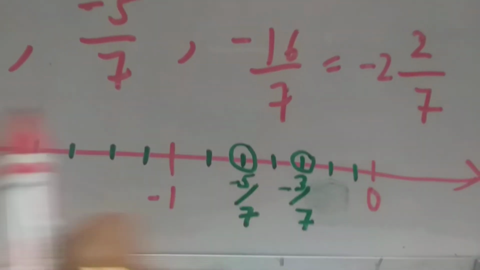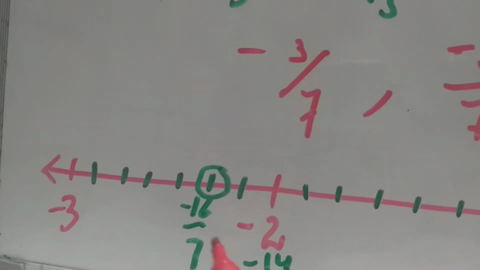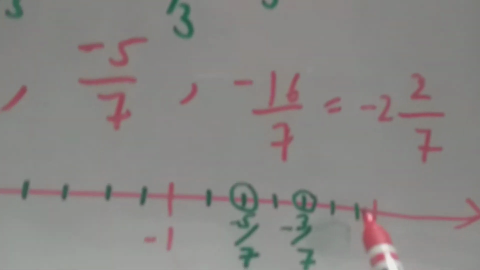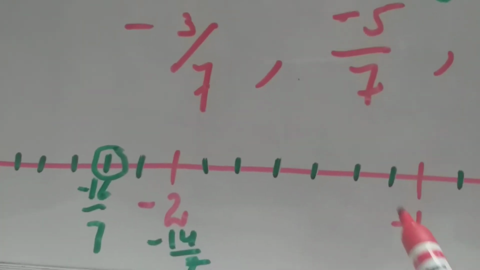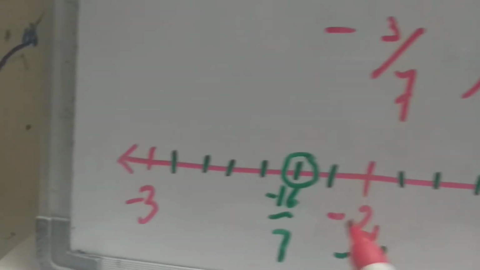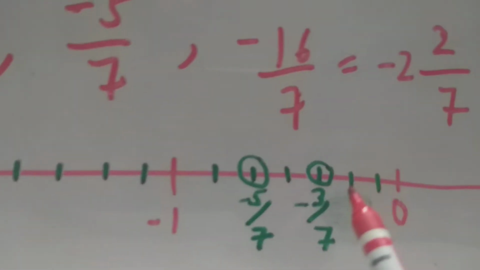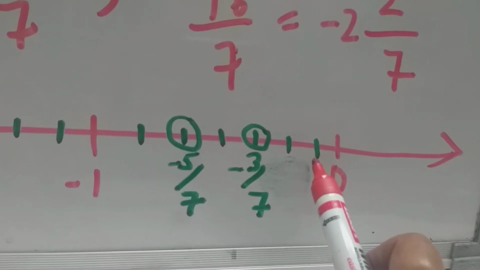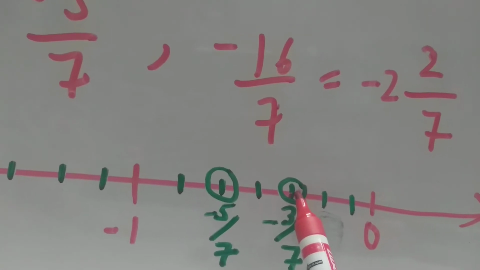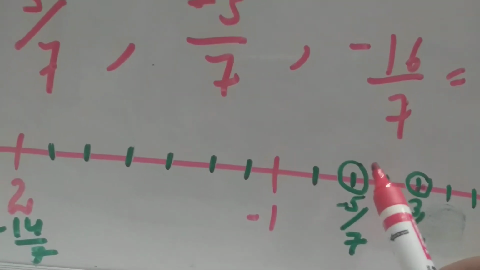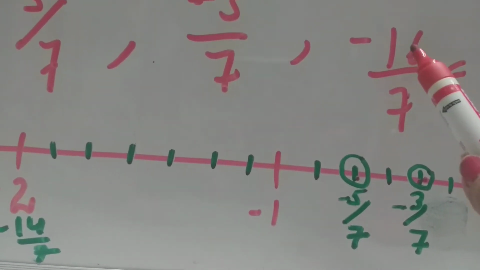So what I did is I drew a number line. I plotted the points 0, minus 1, minus 2, minus 3. Then I divided 0 and minus 1 into 7 equal parts. Then minus 1 and minus 2 into again 7 equal parts. Then minus 2 and minus 3 again into 7 equal parts. So the first place is minus 1 upon 7, then minus 2 upon 7, and this place is minus 3 upon 7. Next is minus 4 upon 7. The next to it is minus 5 upon 7. Next comes minus 16 upon 7.